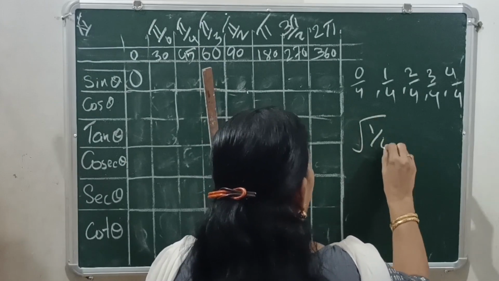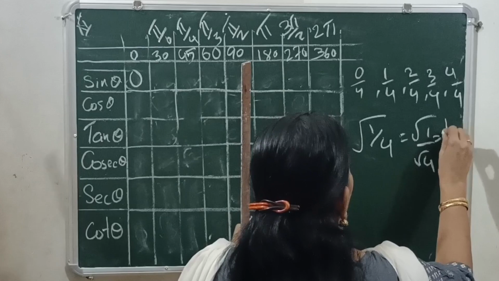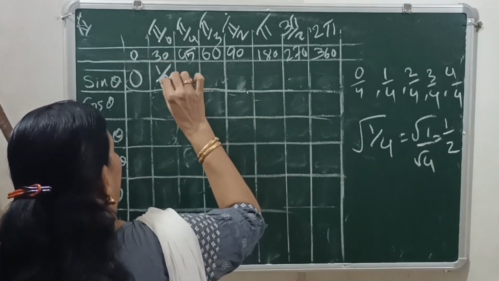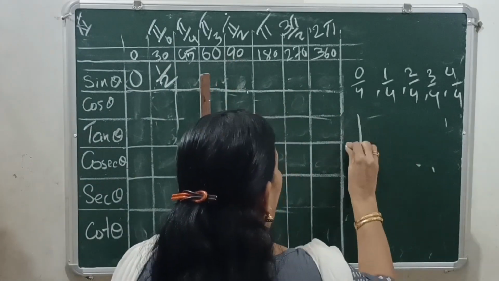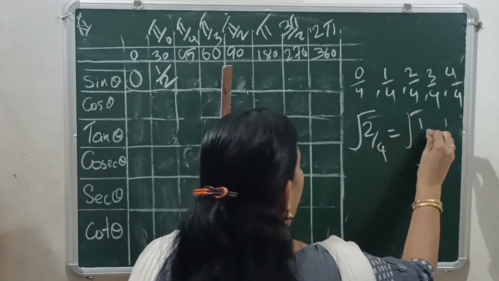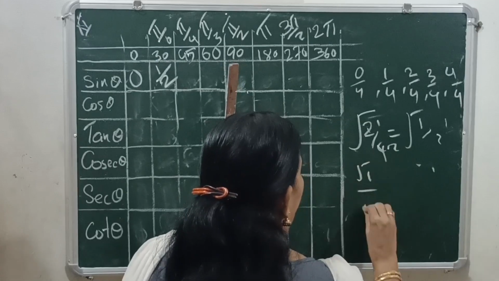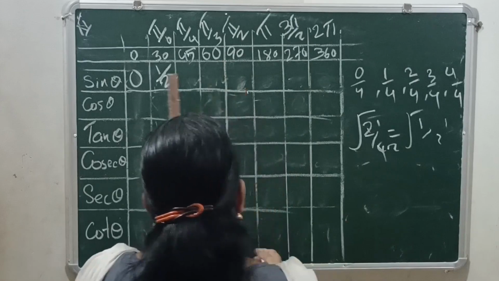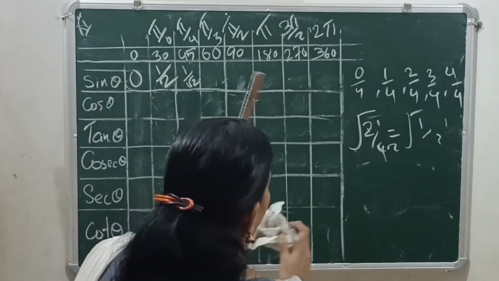Next, taking the square root of 1 by 4. That is, square root of 1 by square root of 4, equal to 1 by 2. Next, square root of 2 by 4 is equal to square root of 1 by 2. That is square root of 1 by square root of 2, that is 1 by root 2.